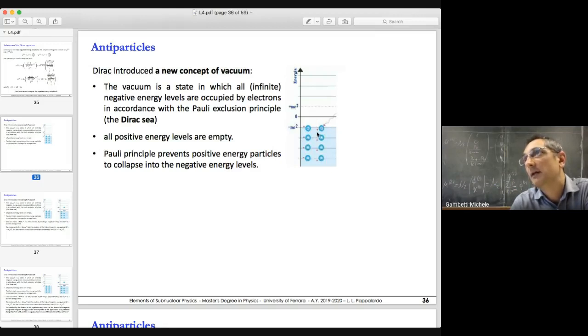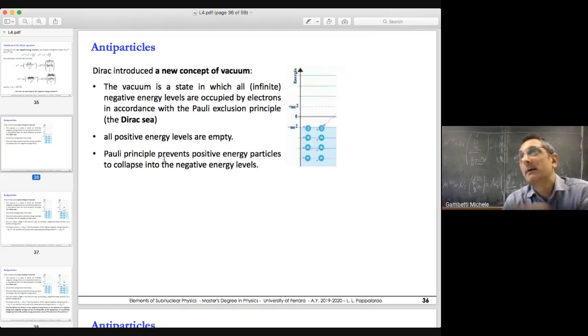And the energy levels are separated by an energetic jump given by the mass of the electron, essentially mc squared. Now, so the vacuum is like this. All the positive energy levels are empty. All the negative energy levels are occupied by electrons up to minus infinity, okay? According to the Pauli exclusion principle, so two electrons per each energy level.